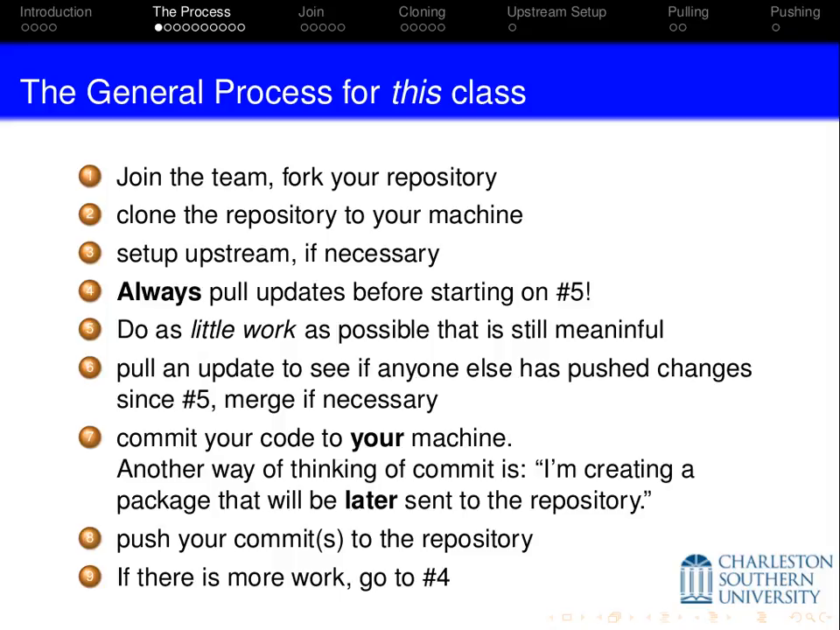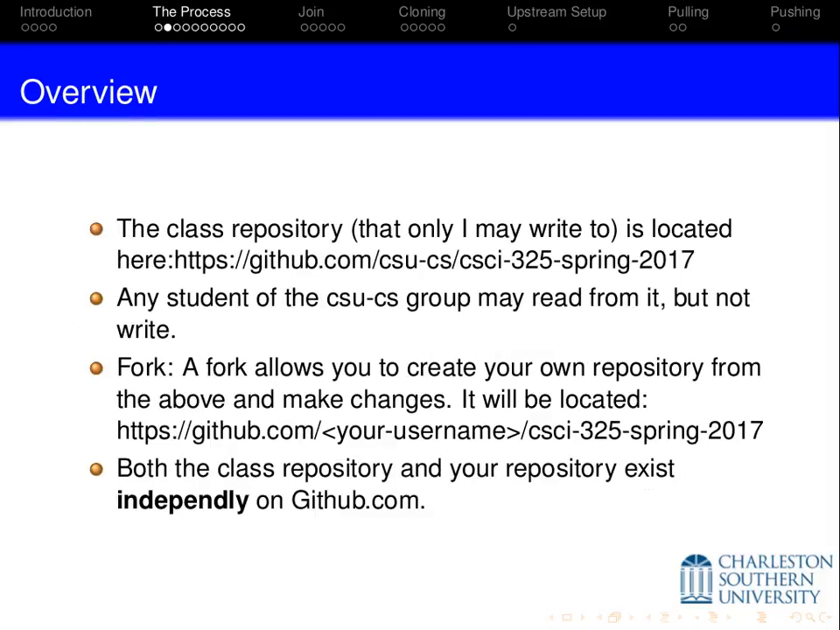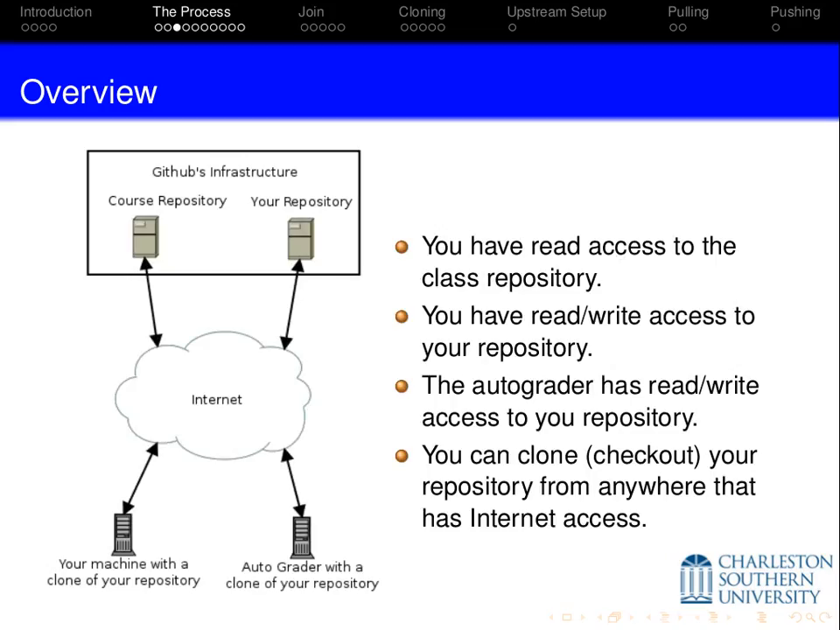I think a lot of this makes more sense if we look at it pictorially. So let me jump forward. Where is it? There we go. Overview. The overview of this, I found a lot of people have trouble with this, so I'm going to try and make this simple. You have GitHub's infrastructure up top. There's the course repository, and hopefully you'll have your repository. And then using the internet, you'll have your machine, which is a clone, and then there's my machine that's an auto-grader with the clone of your repository as well. So this is an overarching architecture of what's happening.